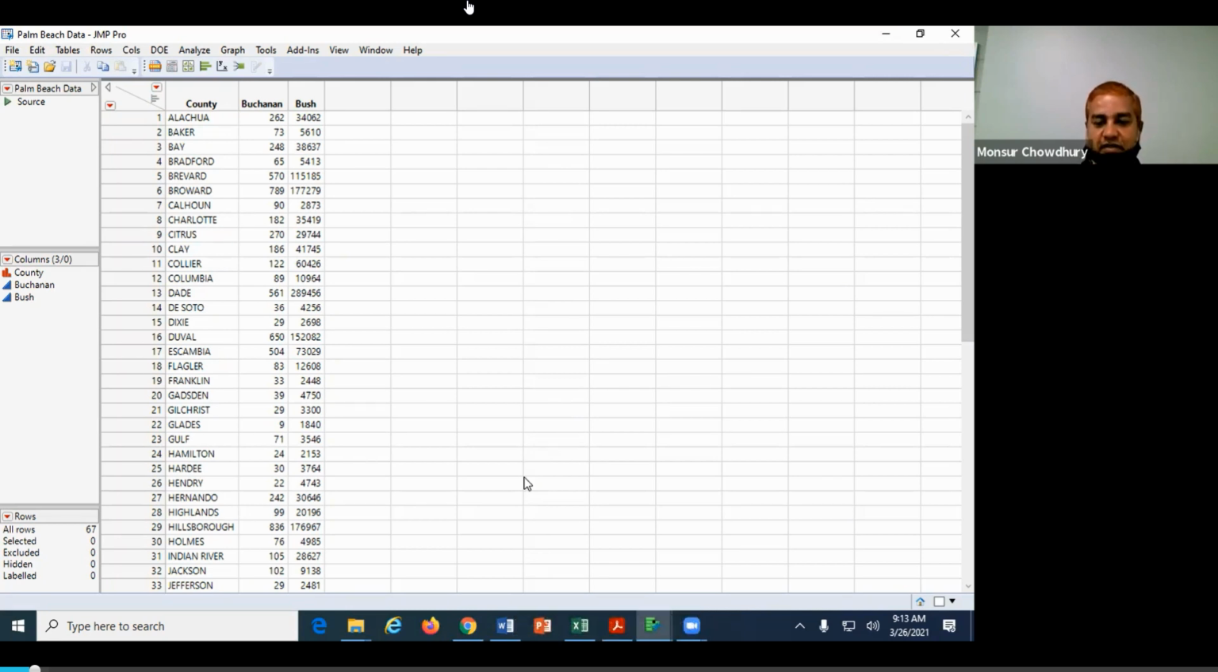Now, first we'd like to look at the relationship between the number of votes that Bush got and Buchanan got. And then we can look at this scatter plot, and we would like to know whether there is any unusual observation in this data set or not, finding out the Cook's D or studentized residuals or standardized residuals and fit the models. So the question is very simple. We'd like to fit the models here based on this.